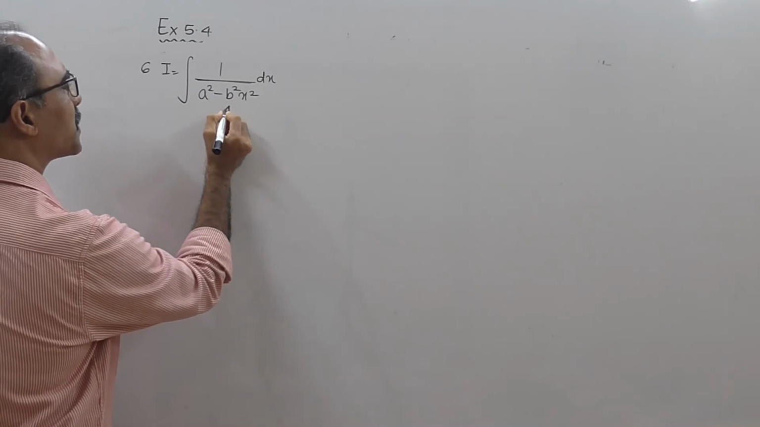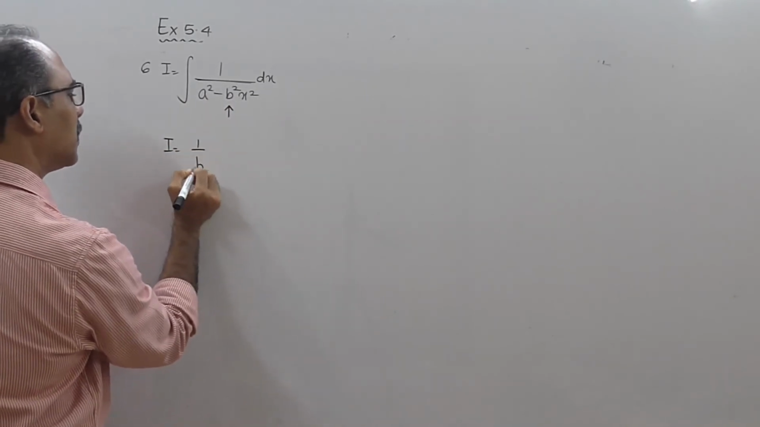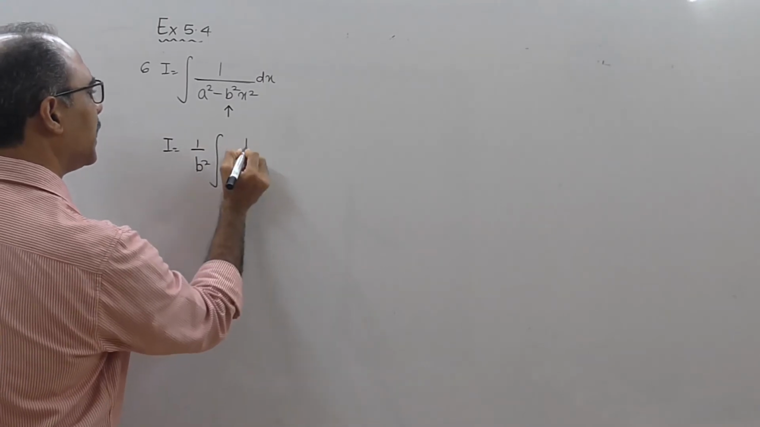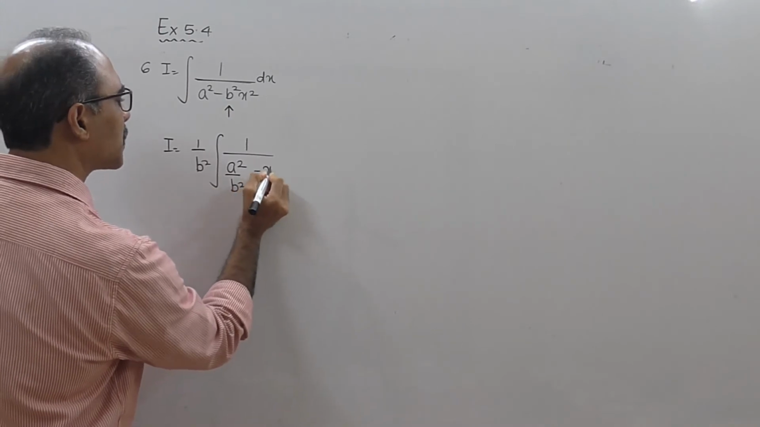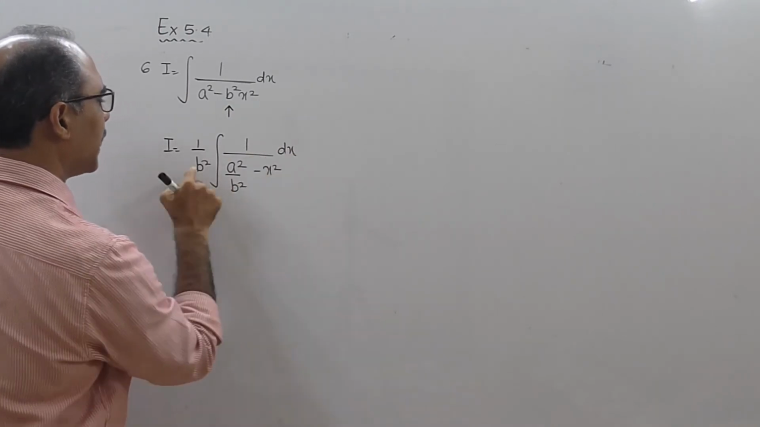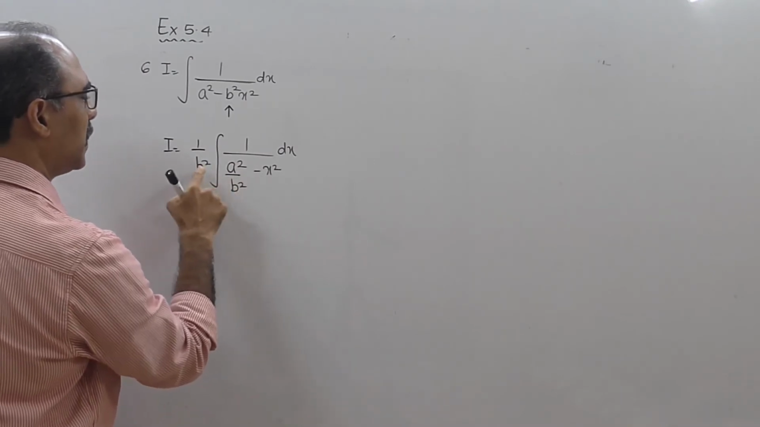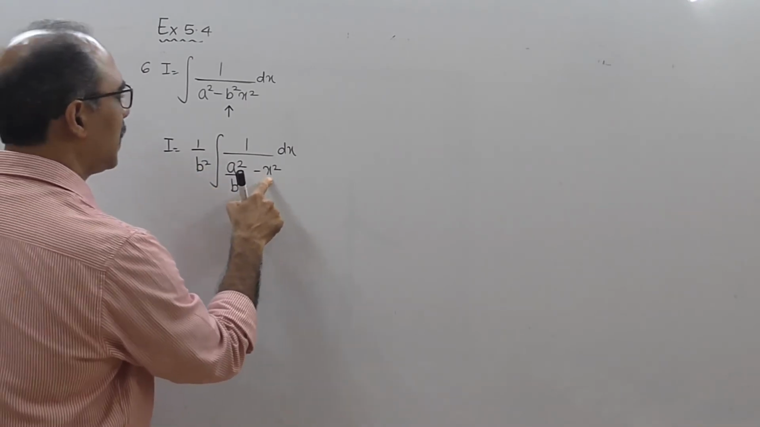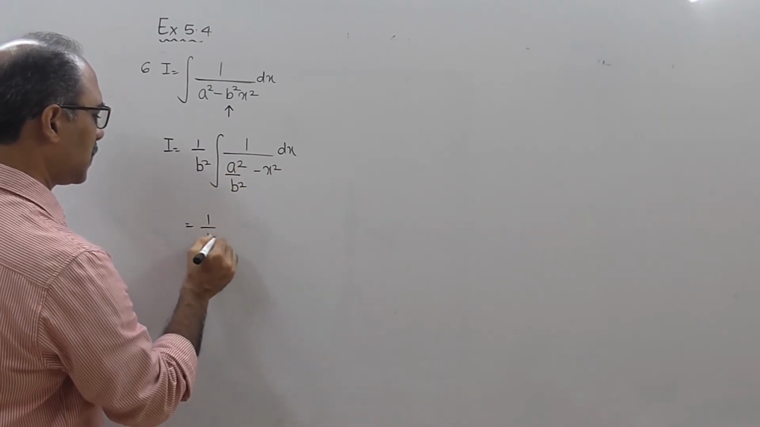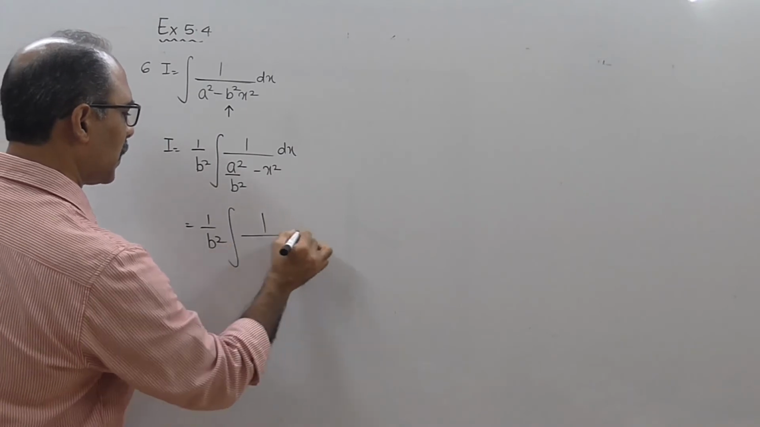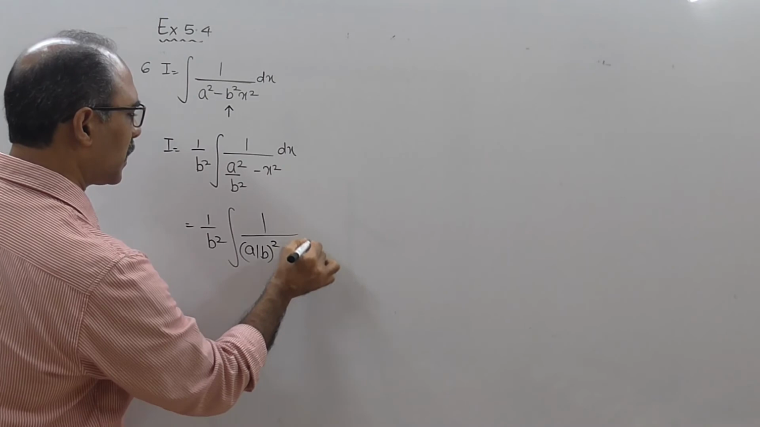See, the coefficient of x square has to be 1. So I will say I equal to, I will take b square out. So I will get integration 1 upon a square upon b square minus x square dx. Multiply and see, b square into a square upon b square cancel, you get a square. B square into minus x square will give you minus b square x square. So this is 1 upon b square, and we can write this as a upon b the whole square minus x square.